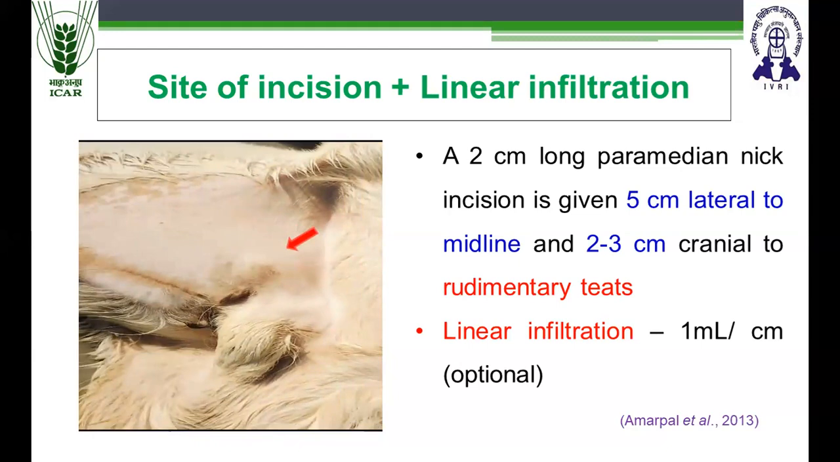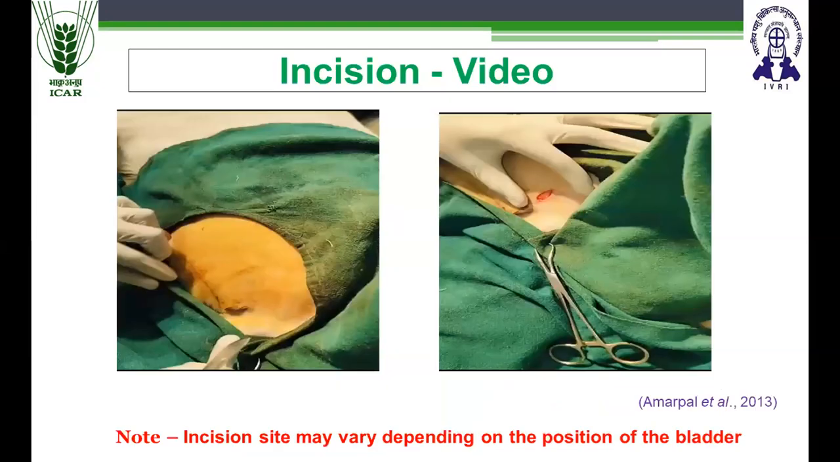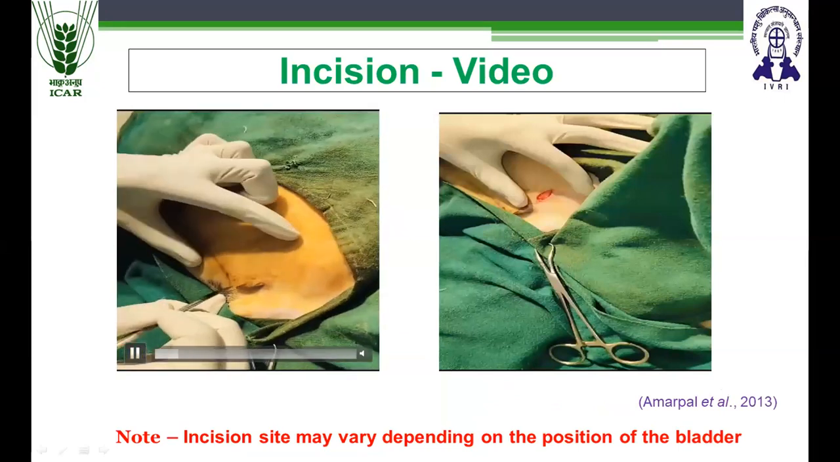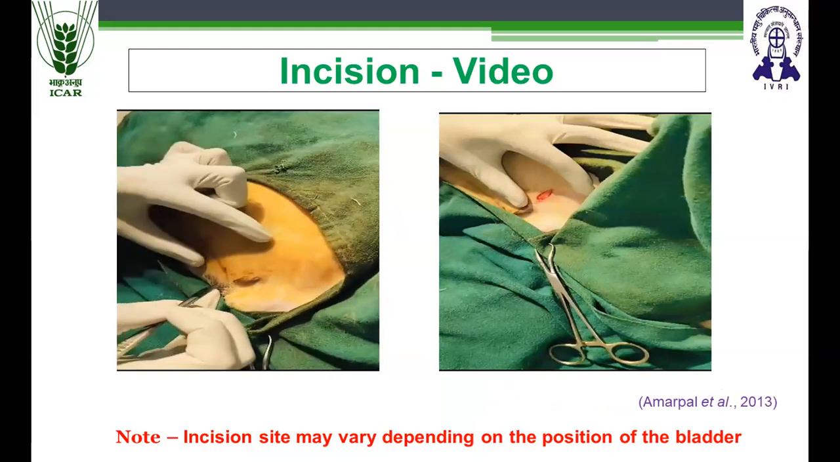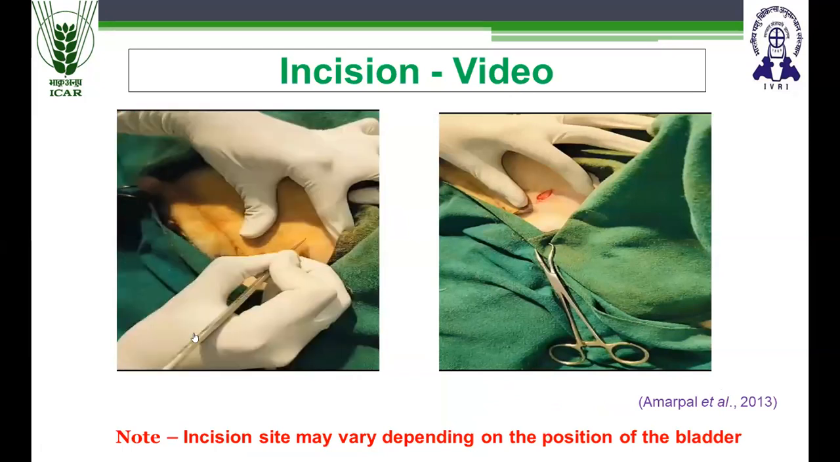We require very minimum instruments for performing tube cystostomy. Most important are the stylet and Foley's catheter, needle holder, artery forceps, scissors, BP blade, and surgical gloves. In case of goat, we are using a Foley's catheter of 14 gauge. I am just depicting the incision. After aseptically preparing the site, we mark the site, 5 cm from the midline and 2 to 3 cm from the caudal teeth. We are putting an incision.